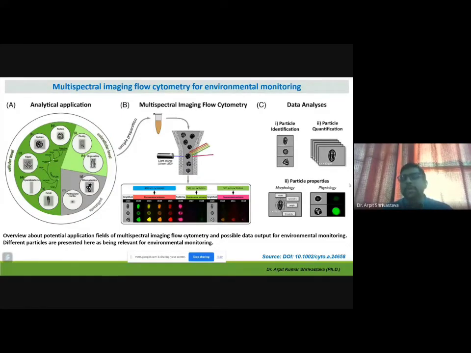So with the help of flow cytometry, we can identify different particles, we can quantify them, and we can do morphological and physiological analysis. So flow cytometry is not restricted only to the laboratory for clinical aspects, it is also important for environmental aspects. It is the connecting link between healthcare and the environment.